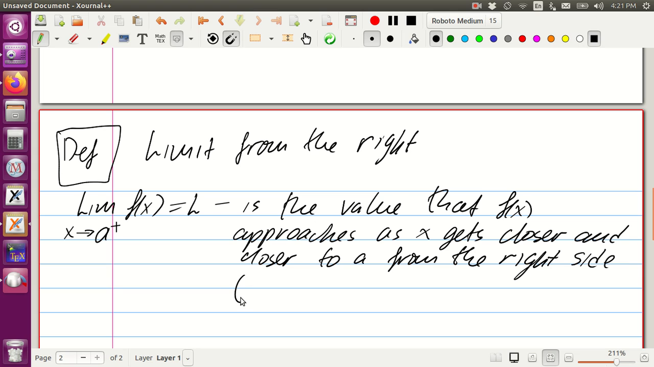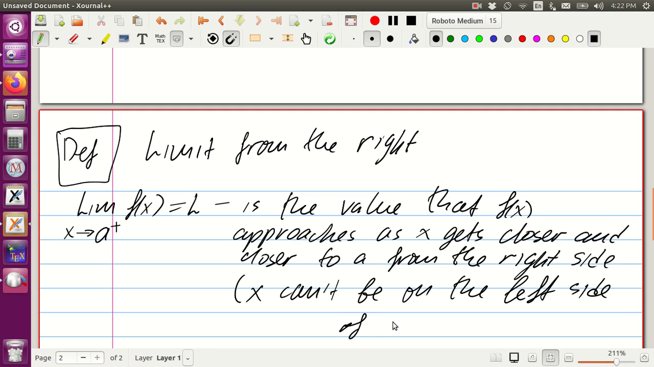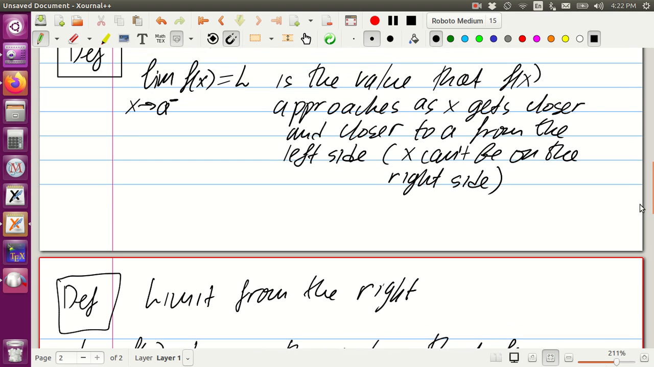And what do we mean from the right side? That means x can't be on the left side of a. Or in other words, we can say that x is greater than a. So maybe we should go back and add it also over here. Here we say, or x is strictly less than a. That's a good explanation.